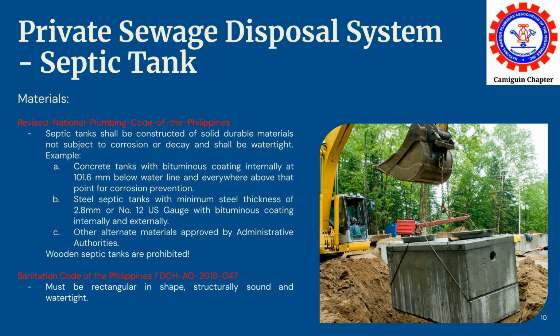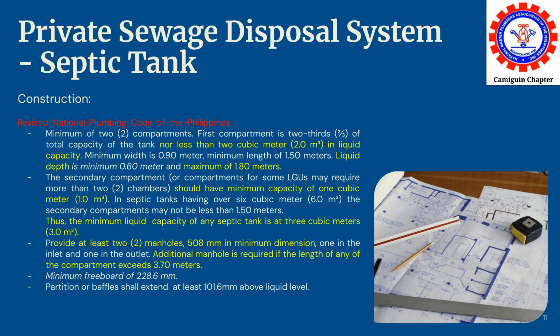Septic tanks must be constructed from durable, non-corrosive, watertight materials like coated concrete or steel. Wooden septic tanks are prohibited. The Sanitation Code requires them to be rectangular, structurally sound, and watertight. The National Plumbing Code specifies a minimum of 2 compartments.